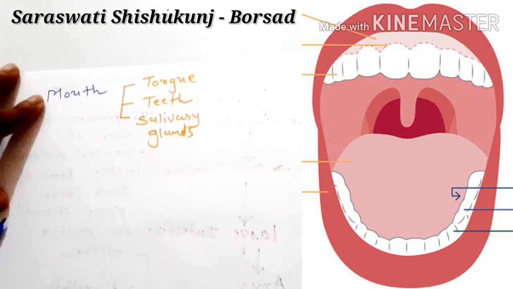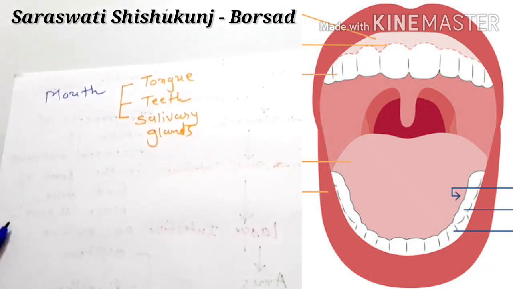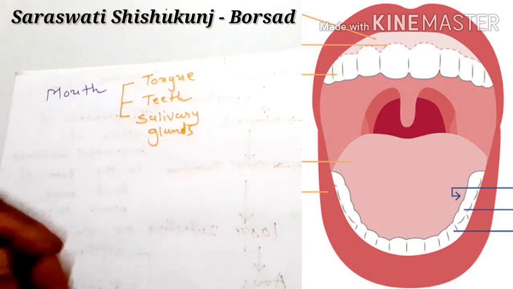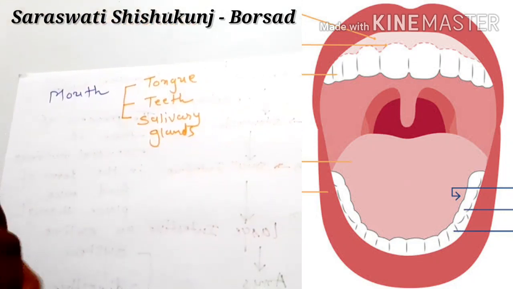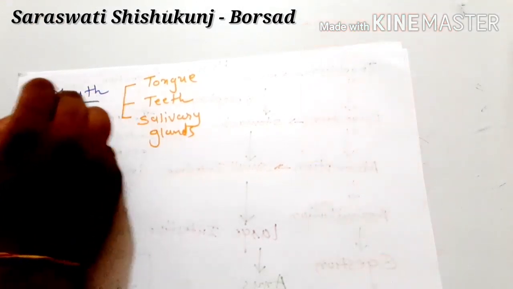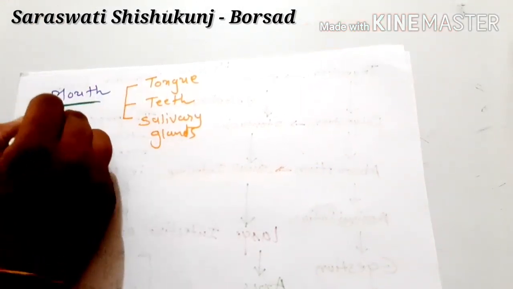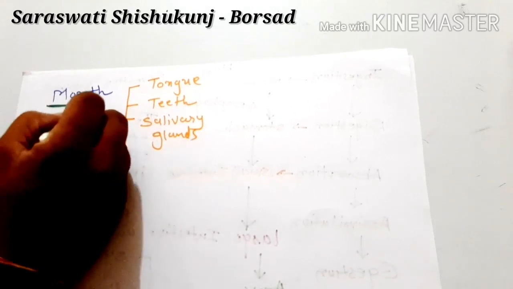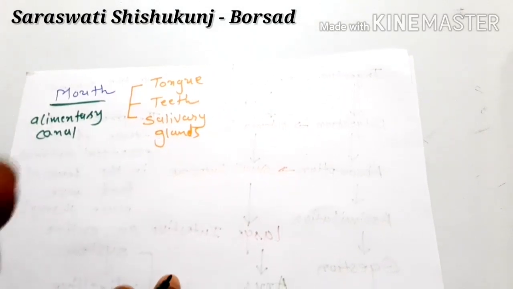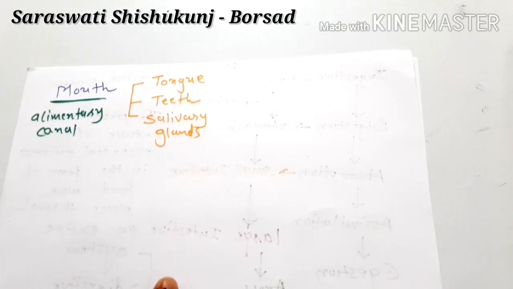In the mouth, these three will help us in digestion. Now let's see what the tongue, teeth, and salivary glands do, and how they help us in digestion. First of all, the mouth is the first part of our alimentary canal, right? The mouth is the beginning of our alimentary canal. In that we will have the tongue, teeth, and salivary glands.